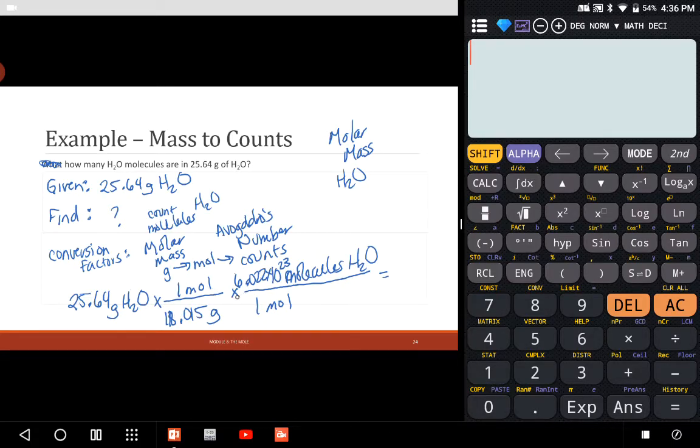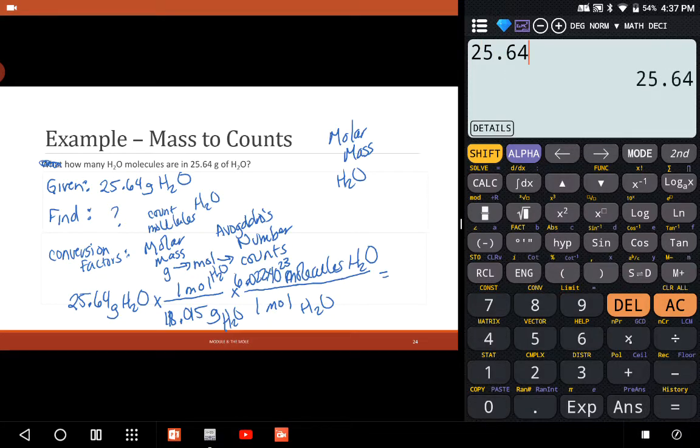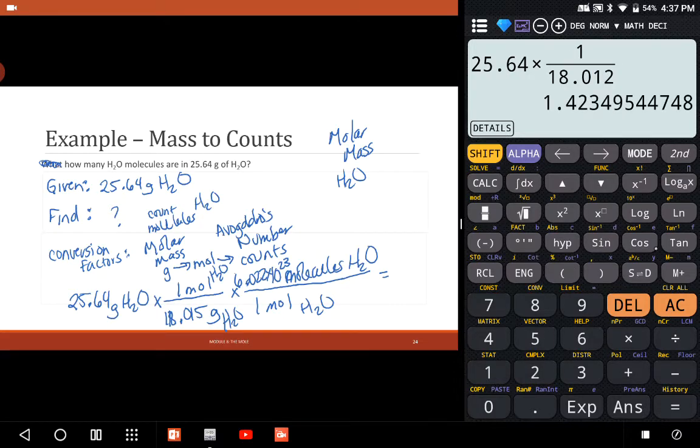Now that I got my setup, I can see that my units work out, my grams cancel, and I'll end up with molecules of H2O. We do need to get in the habit of actually labeling each thing, and that will become even more important in the next few slides. But we can go ahead and type this in to our calculator, matching the format as best as possible, so that we can make sure that we are communicating with our calculator exactly what is on our paper.